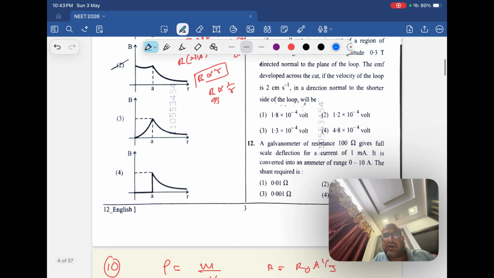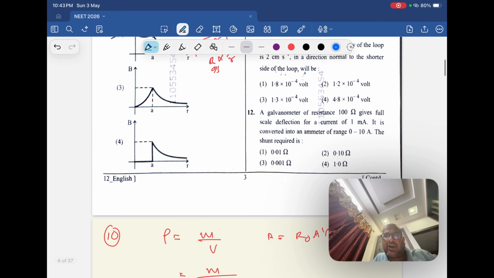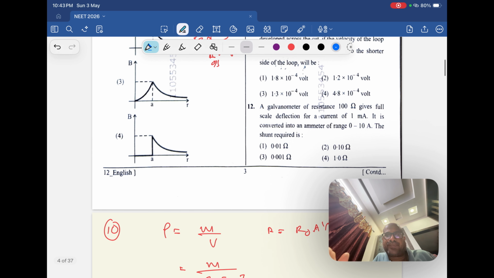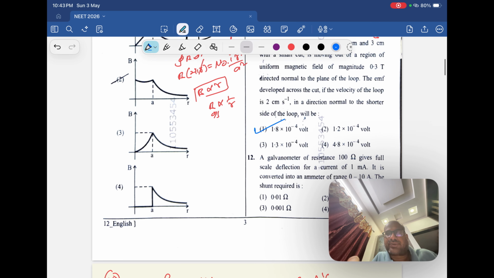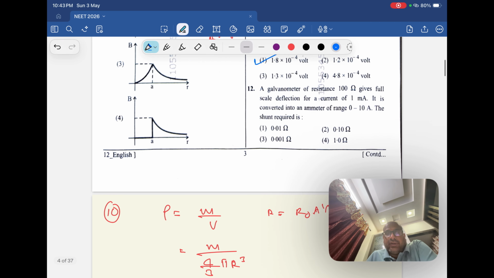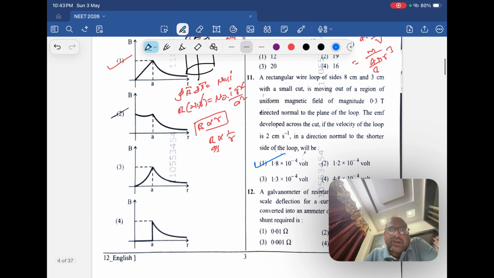So cross check the options he has given, 1.8 into 10 power minus 4. Which option is correct? The first option will be correct. Fine, students. So this is EMI, electromagnetic induction, the motional EMF concept.